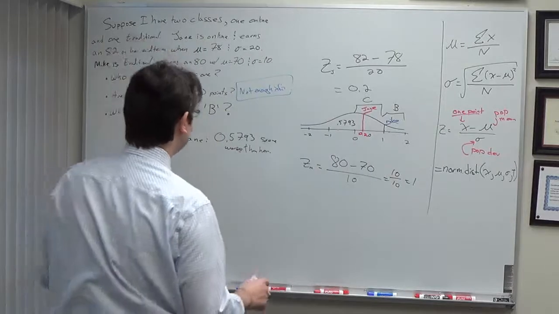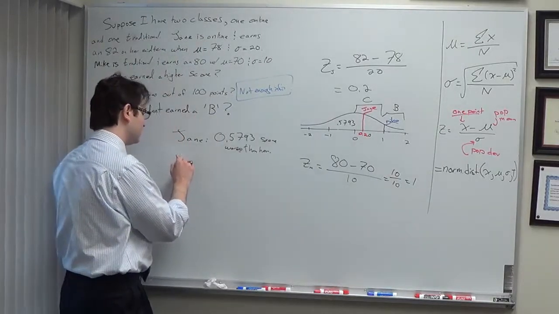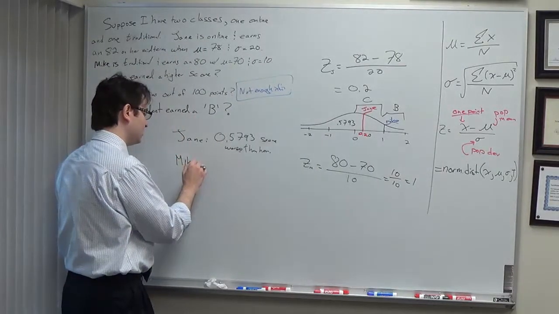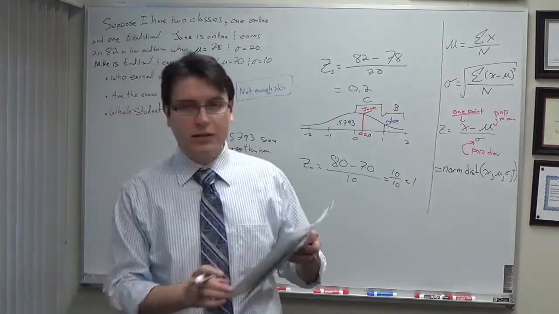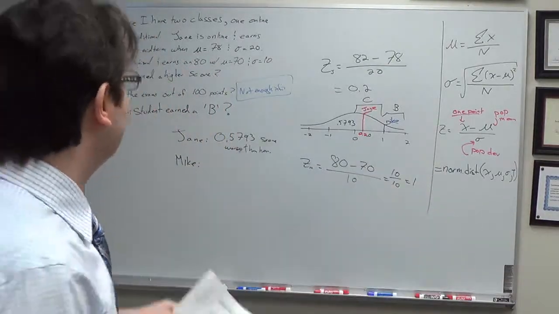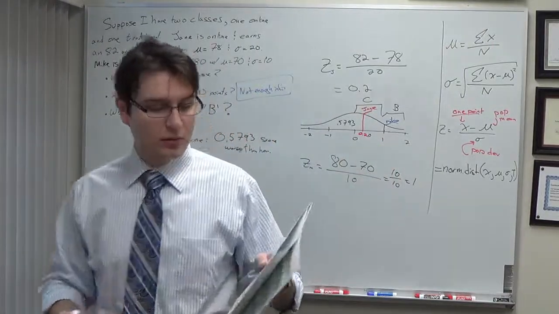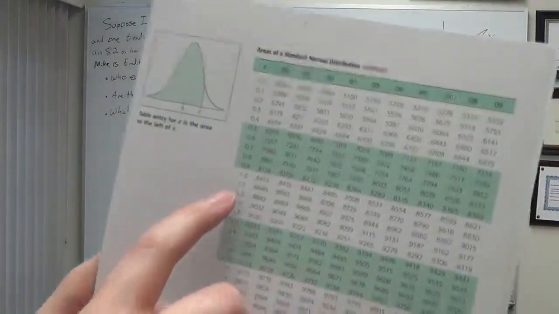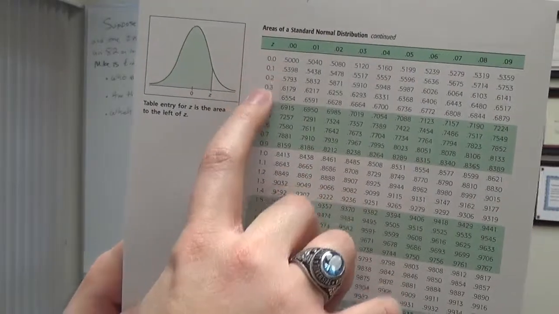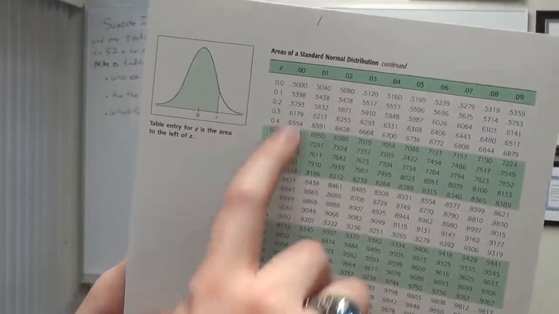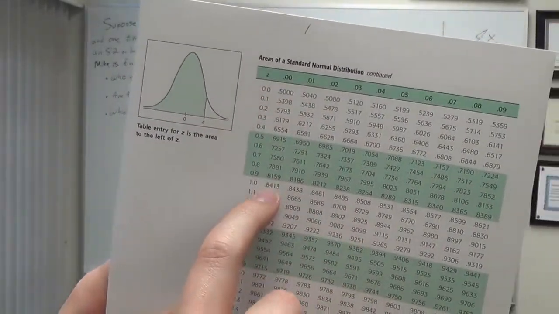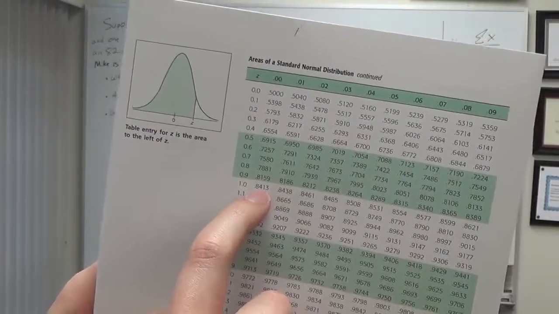On the other hand, for Mike, his raw score for Z's was a 1. If we look up a standard deviation of 1, we go down the Z column for 1.0, we go over to 1.00, and we find 0.8413.